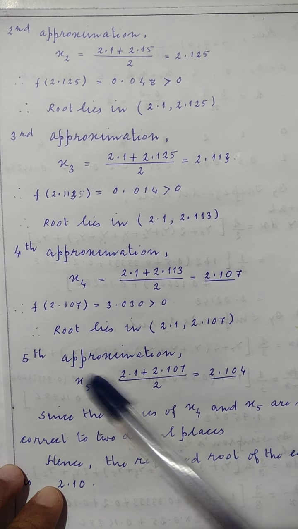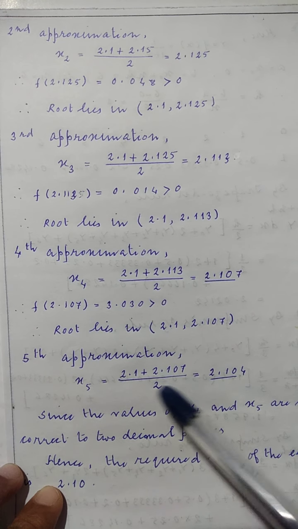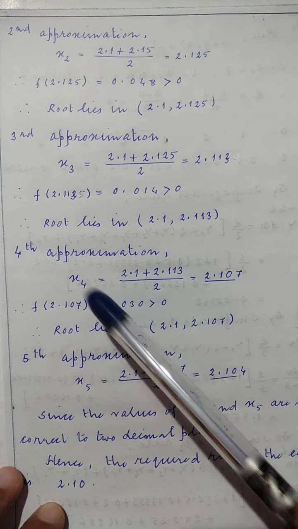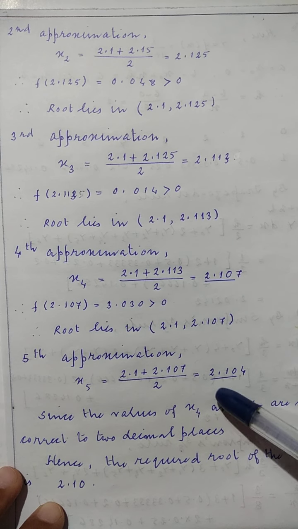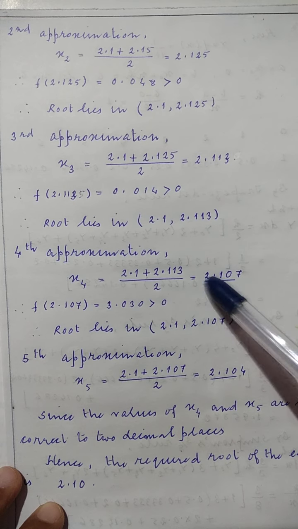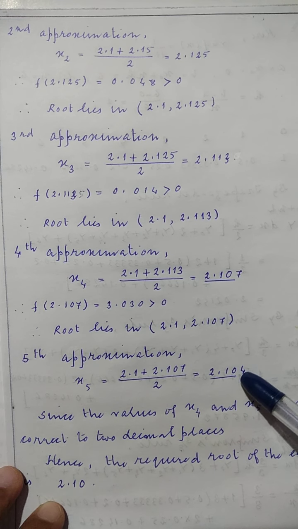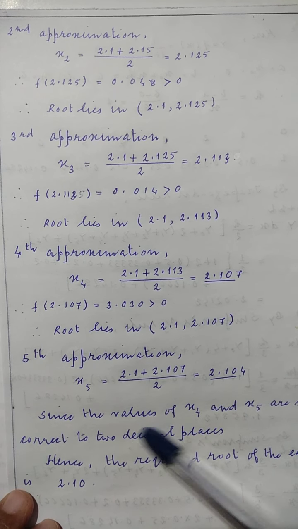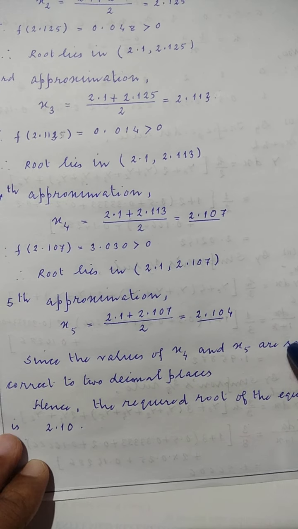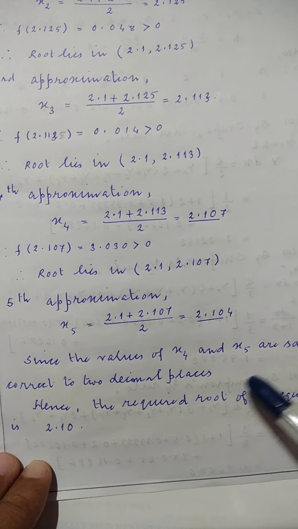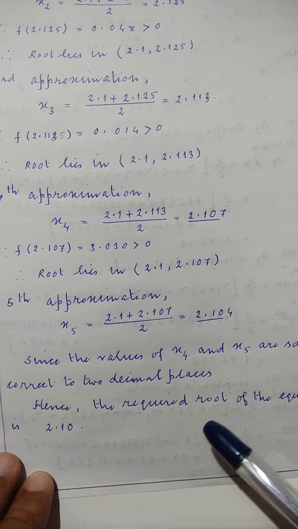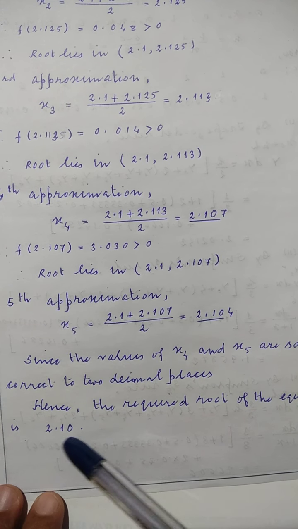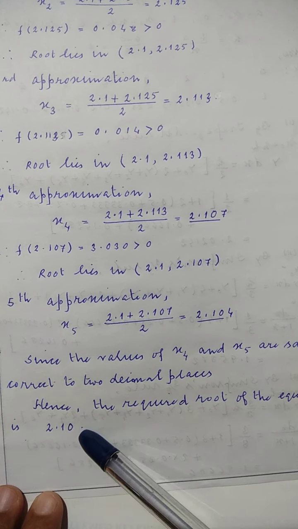So the next approximation is the fifth approximation, x5, we will get this value. If you see the values of x4 and x5, these two values are the same, correct to two decimal places. See 2.10, here also 2.10. Now you have to stop the process. So since the values of x4 and x5 are the same, correct to two decimal places, hence the required root of the equation we can take as 2.10. So this is the approximate root of the equation.